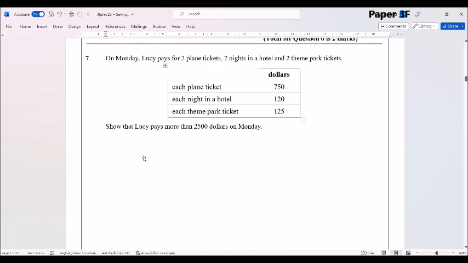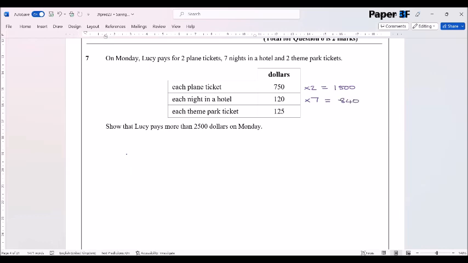On Monday, Lucy pays for 2 plane tickets, 7 nights in a hotel and 2 theme park tickets. Let's have a look and see what she's going to be spending then. Each plane ticket, she's buying 2 of those, so we're going to do 750 times 2, which is 1,500. She's got 7 nights in the hotel, so that's 7 times 120, which is equal to 840.